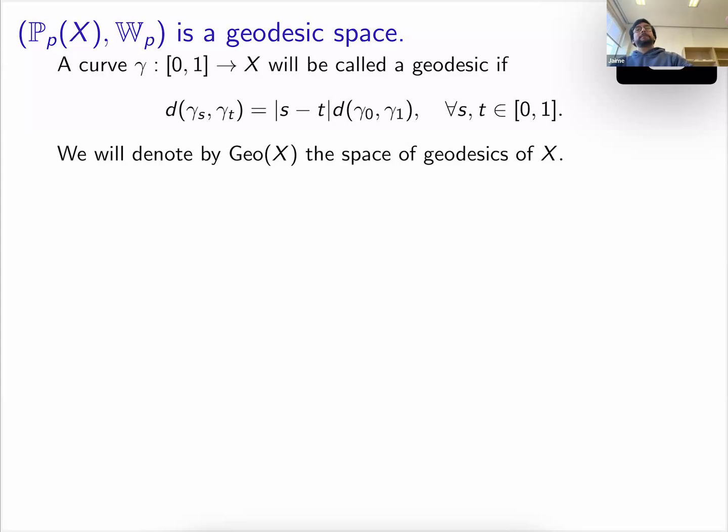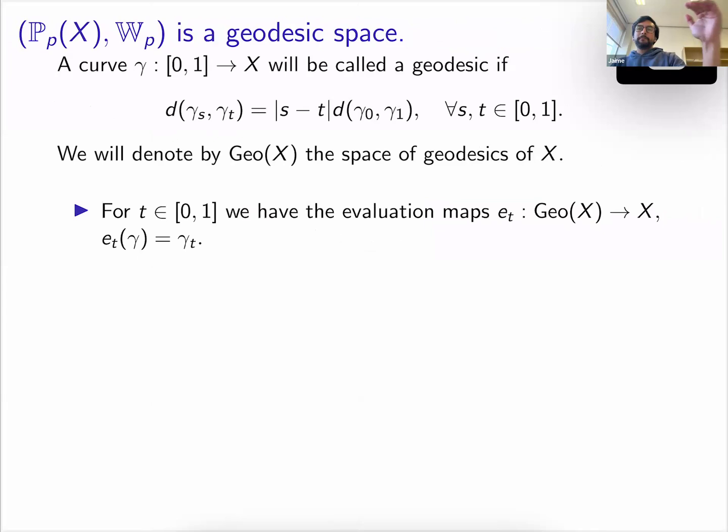And the thing is that if my base space is geodesic, say it's a Riemannian manifold, then the Wasserstein space will also be a geodesic space. And we can actually describe the geodesics in the Wasserstein space in a very nice way. To do so, I will require an auxiliary map for every parameter t between 0 and 1. We just consider the evaluation maps E sub t between the space of geodesics and X. You take a curve and you evaluate it at time t.